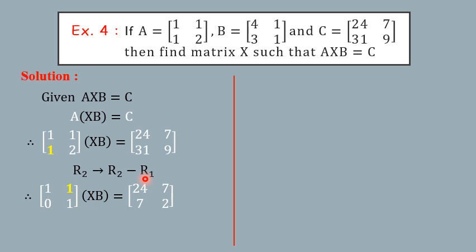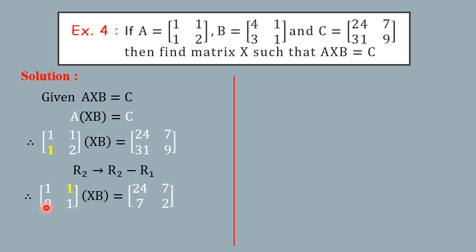We get this first row as it is. Now just subtract this first row from second. So 1 minus 1 answer will be 0. Here 2 minus 1 answer will be 1. This matrix XB as it is equal to, now here 31 minus 24 answer will be 7 and here 9 minus 7 answer will be 2.